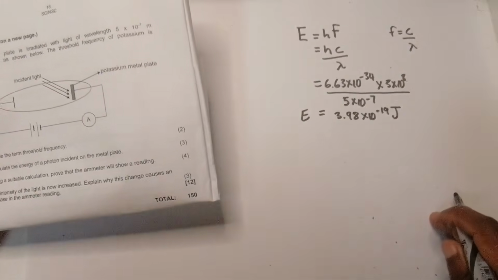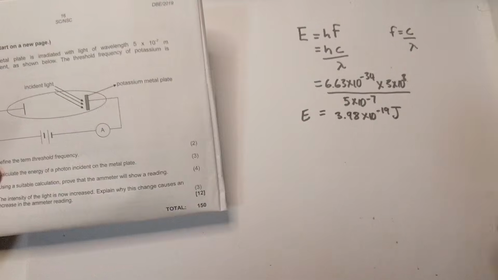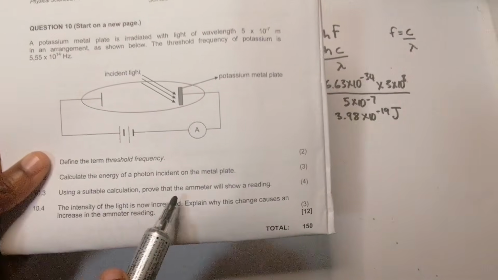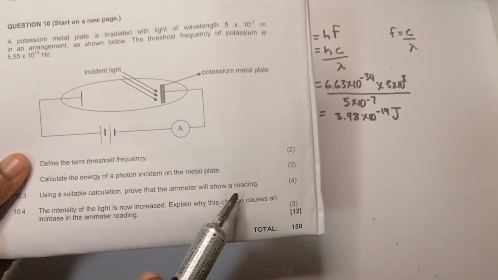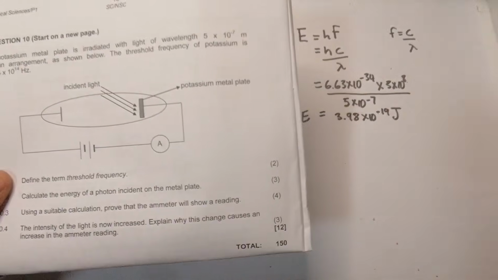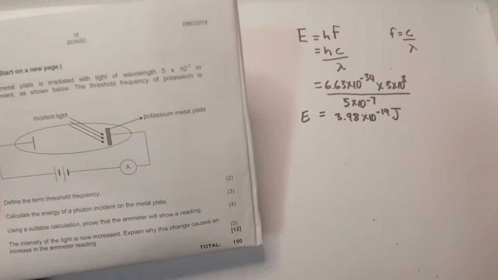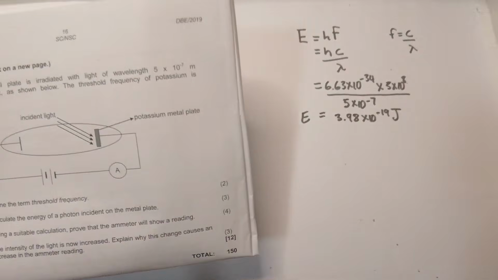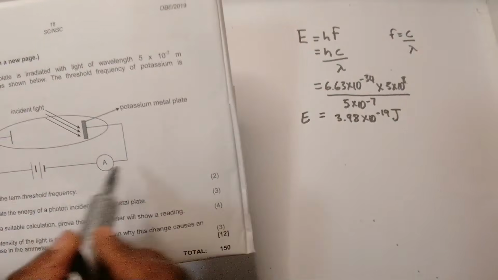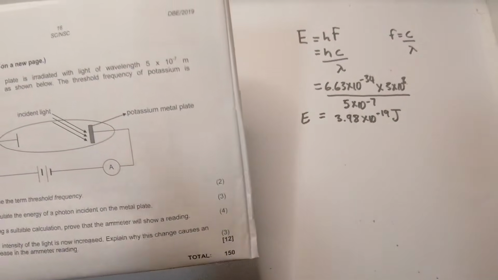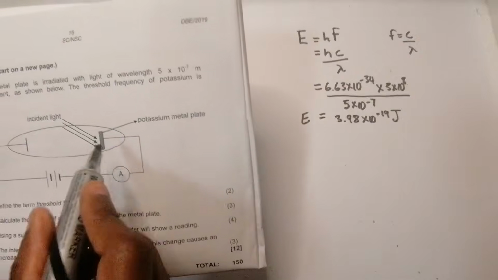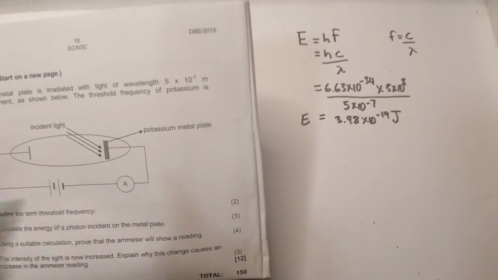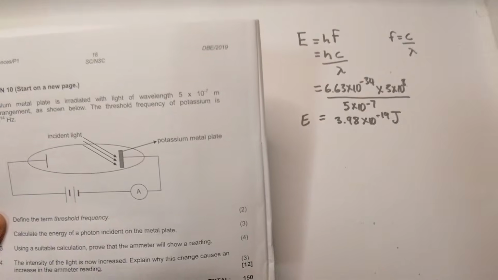And then secondly, they say, using a suitable calculation, prove that the emitter will show a reading. What will cause an emitter to show a reading? Remember, what does an emitter actually read? It reads current that is flowing. What will cause current to flow? Obviously, it's the electrons that are moving, isn't it?